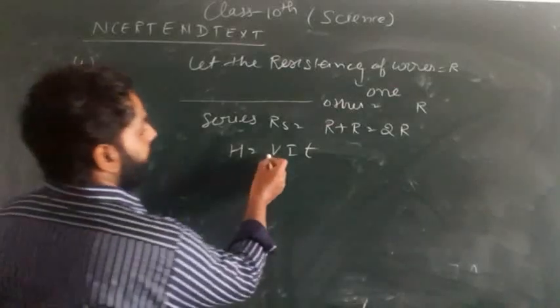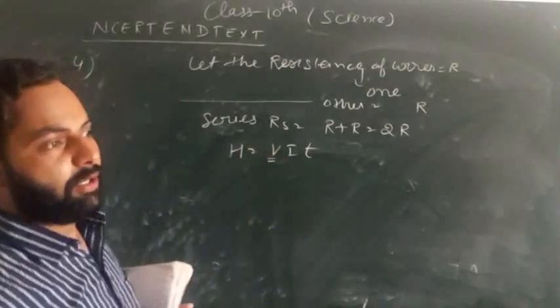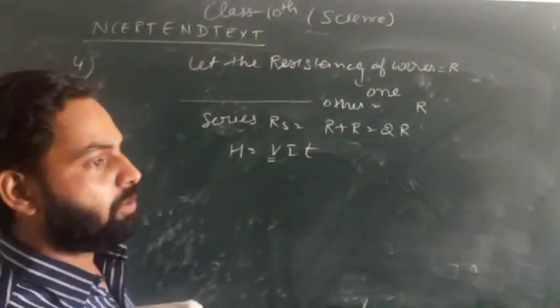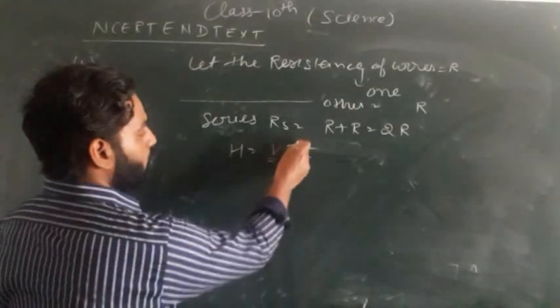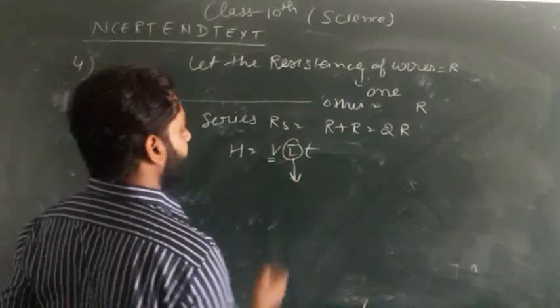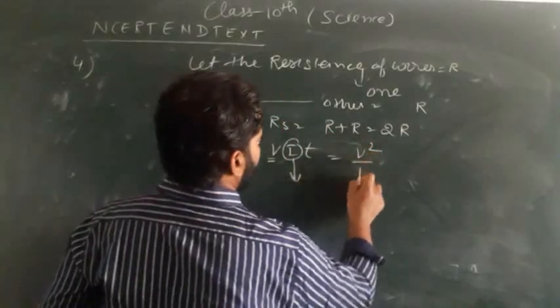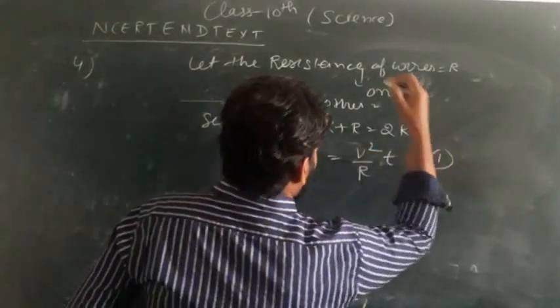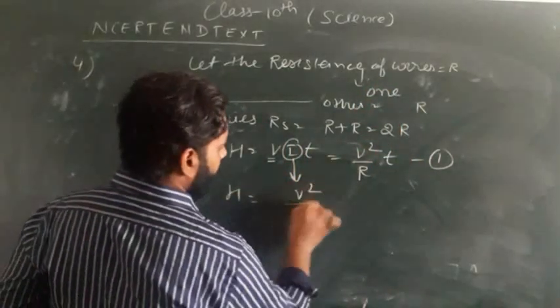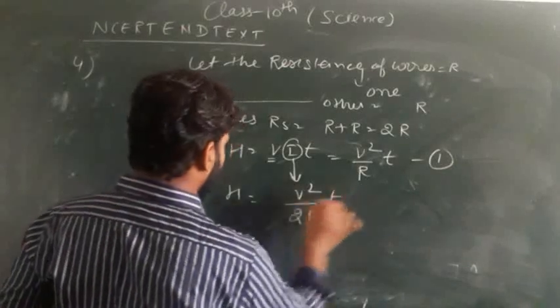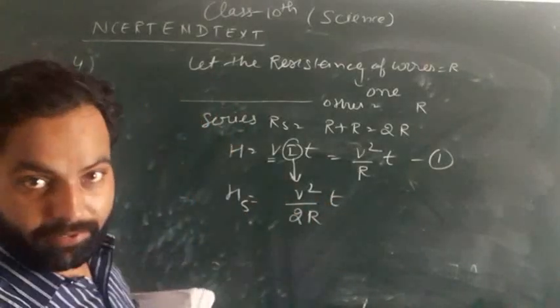Clear? They are connected to the same potential, which means for both wires V is the same. If V is the same, then we have to remove I. So heat becomes V square by R into T. For the series combination, heat comes to V square by 2R into T. That is the heat produced for series.